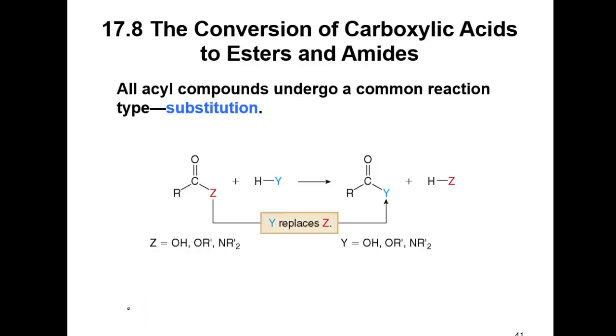All right, now we're going to skip 17.7. It's all about aspirin. If you're curious about it, you can read it in your book, but I'm really not going to talk too much about it in these slides. So 17.8 now is going to talk about esters and amides.